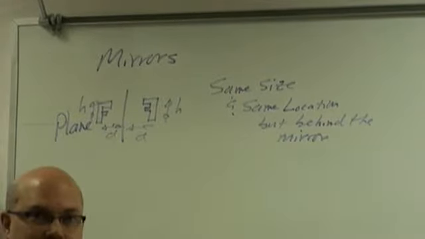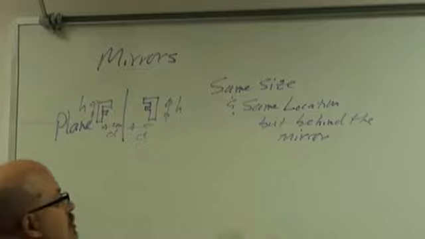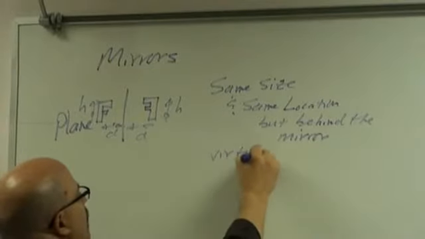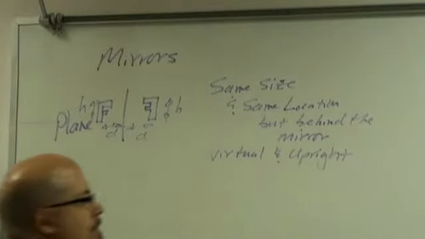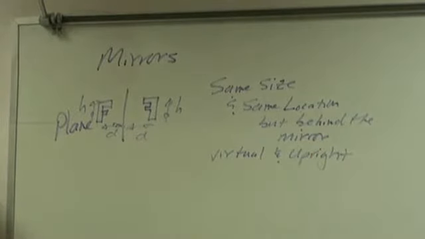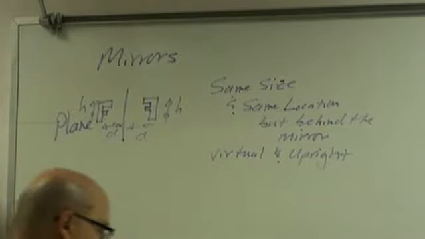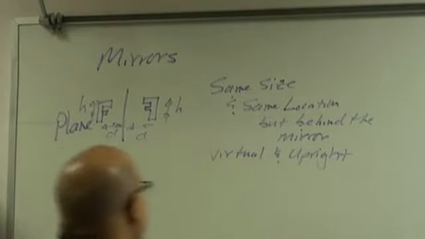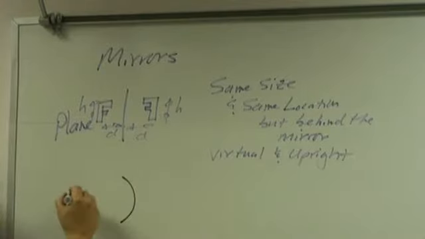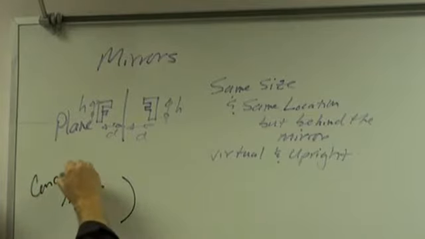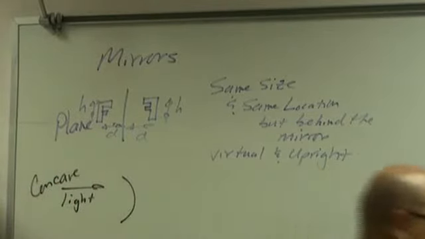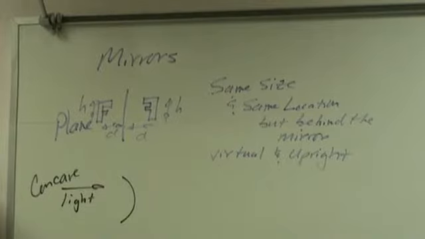And what kind of image is it? Virtual. Virtual and upright. Okay? Virtual and upright. Now, we have started with this kind of mirror, which is a concave with light coming this way. Concave. And so far we've formed quite a few different images.